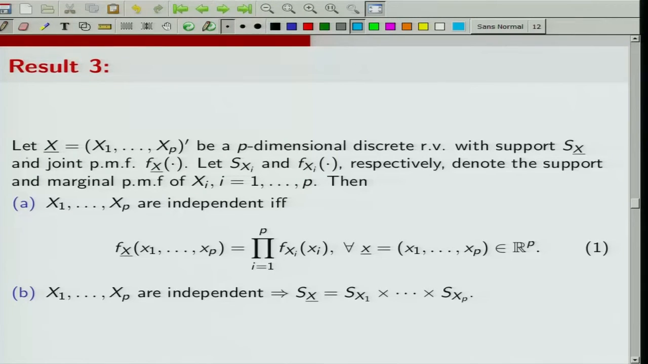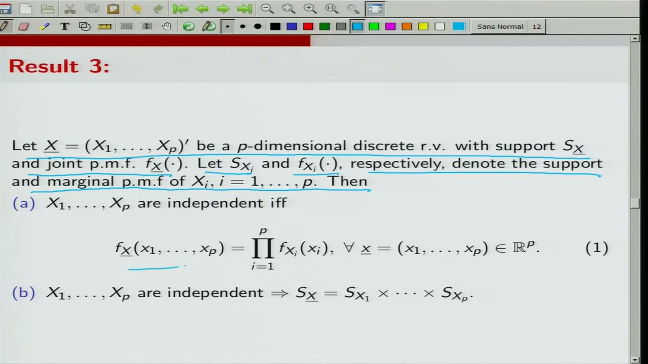result says. Let X = (X_1, X_2, ..., X_p) be a p-dimensional discrete random variable with support S_X and joint probability mass function f_X. Let S_{X_i} and f_{X_i} denote the support and marginal PMF of X_i, i = 1 to p. Then X_1, X_2, ..., X_p are independent if and only if the joint probability mass function is the same as the product of marginal probability mass functions. So, one can also use the probability mass function to check independence. What one needs to do is check whether the joint PMF is the same as the product of marginals or not. This is a necessary and sufficient condition for independence of random variables X_1, X_2, ..., X_p.